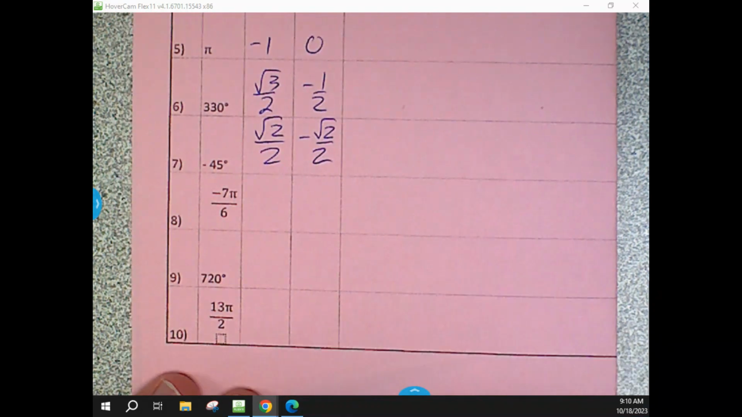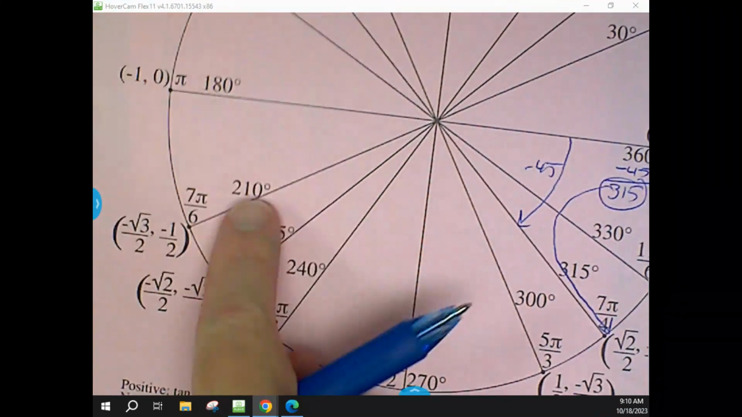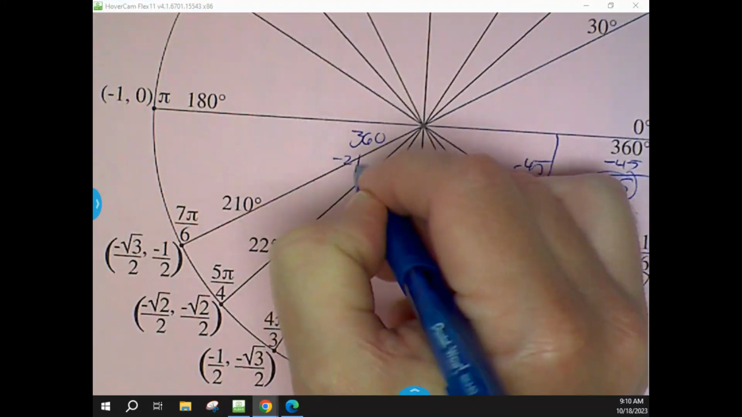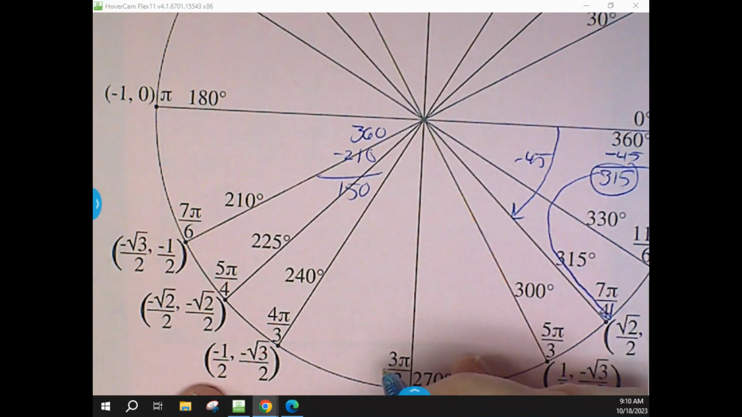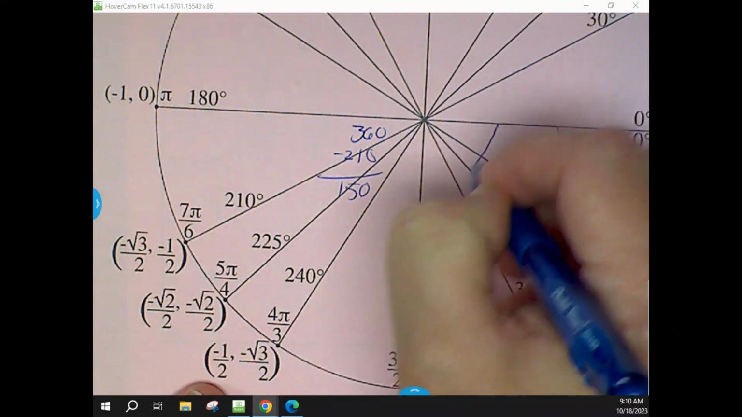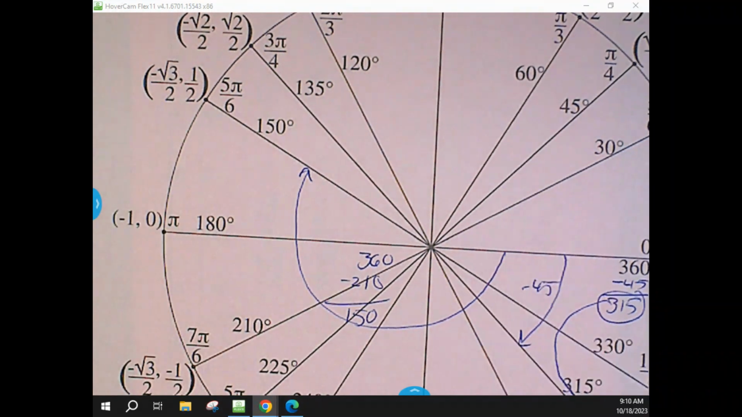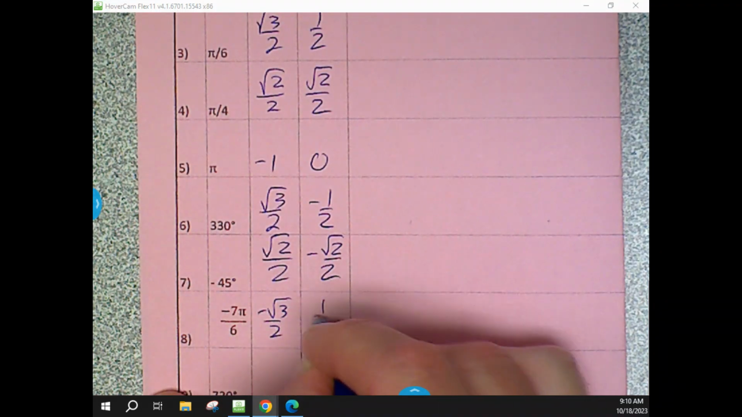All right, -7 pi over 6. And again, you're probably not really thinking about this in terms of radians, but if you had 7 pi over 6, that's 210. If it's -210, you do 360 minus 210, that means you're going to be at 150. So if it was -210 degrees, you're going to wind up back here at 150. So that's going to be our cosine and our sine values. So negative square root of 3 over 2 and then 1/2.